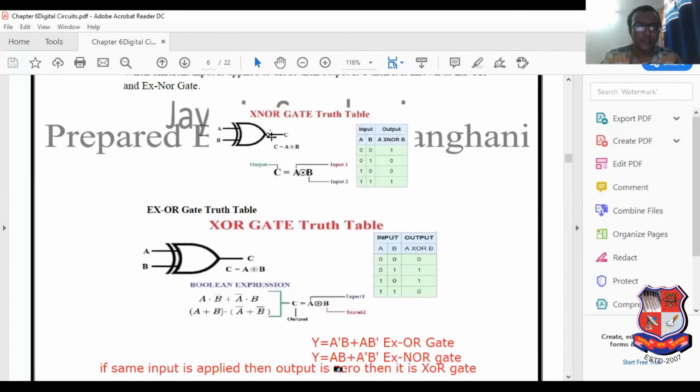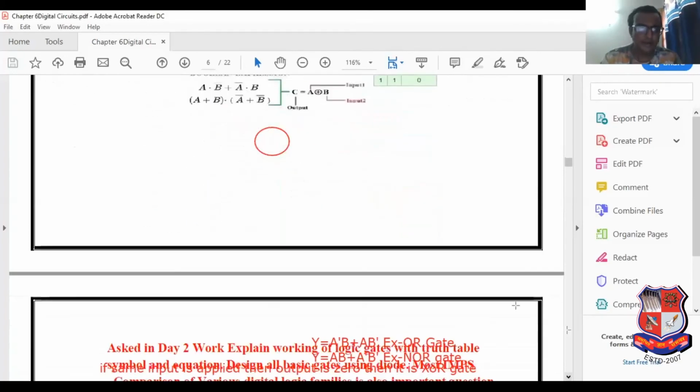Simply sketch the bubble. The bubble indicates the difference between XOR and XNOR gate. In XOR gate, the bubble is not included, but in XNOR gate, the bubble is included. So this is the complete portion, the entire topic related to the fundamentals of logic gates.